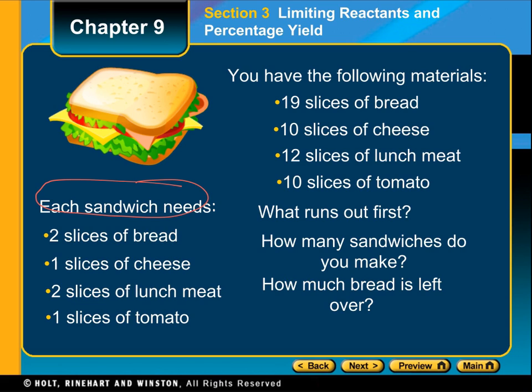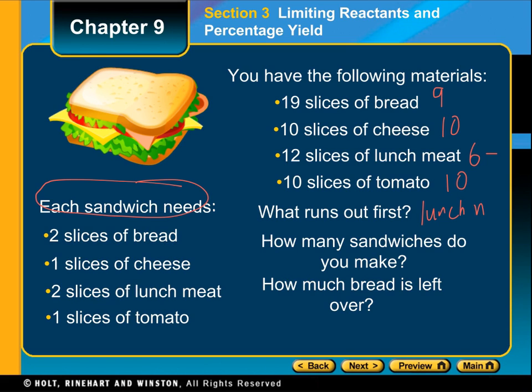So if we go down through the items here, we have enough bread to make 9 sandwiches. We have enough cheese to make 10 sandwiches. We have enough slices of lunch meat to make 6 sandwiches. And we have enough slices of tomato to make 10 sandwiches. So which one runs out first? Well, you'll pick the smallest one, which is the lunch meat. And so our limiting reactant is the lunch meat.